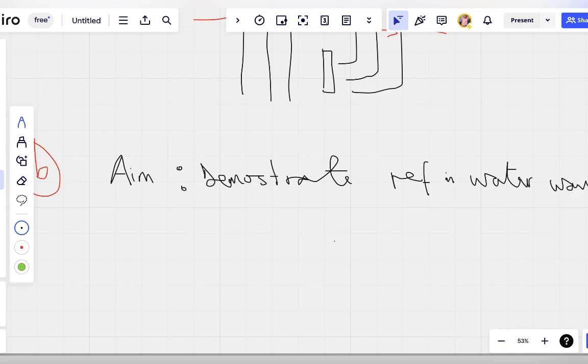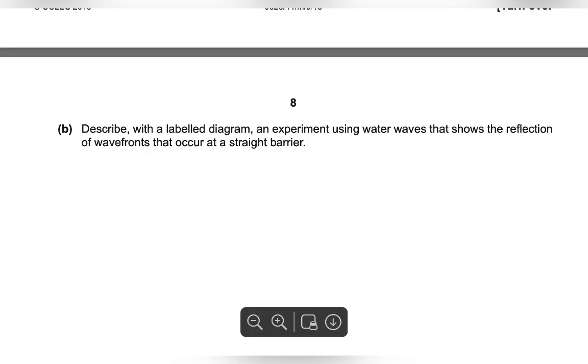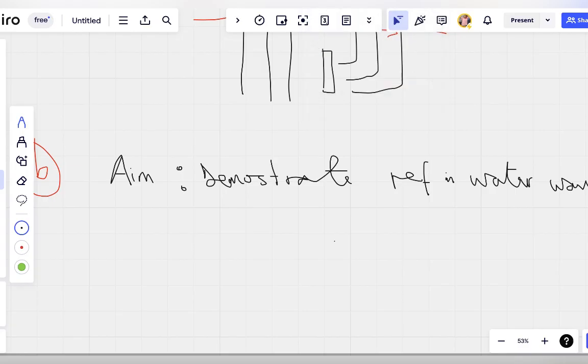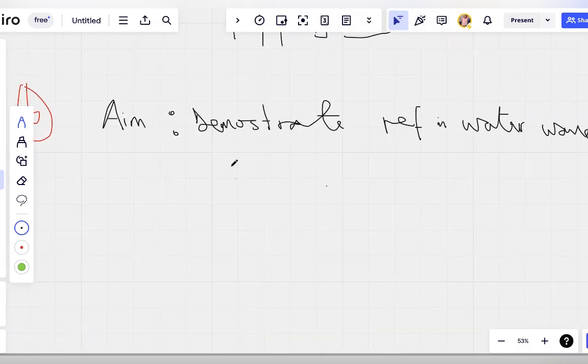Okay, let's look at the question again. Describe with a labelled diagram an experiment using water waves that shows the reflection of a wavefront that occurs at a straight barrier. Straight barrier, no gap, because if there is no gap, that's when you have reflection. If there is a gap, there will be diffraction. If there is no gap, it's a straight barrier, then we will have reflection. So let's assume we are using a wavefront.